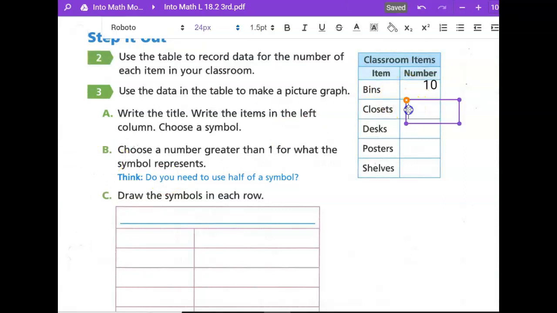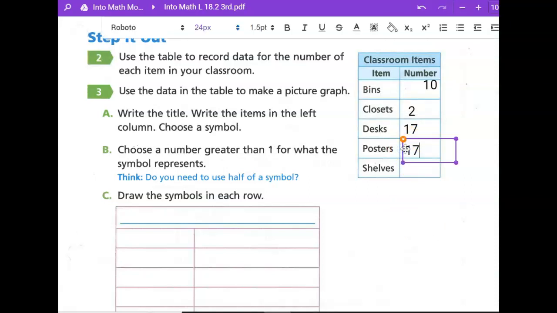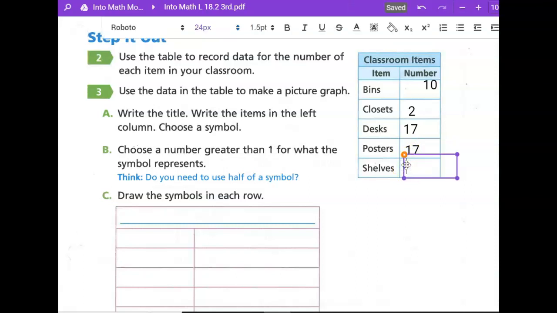We have 2 closets, the one you guys keep your stuff in and the one that I have mine in. We have 17 desks counting mine. Posters, let's count, I'll count those. We have about 17 posters also. And then shelves. Well, shelves I can see, 1, 2, 3. We have 4 sets of shelves. That's what we'll use. Okay.